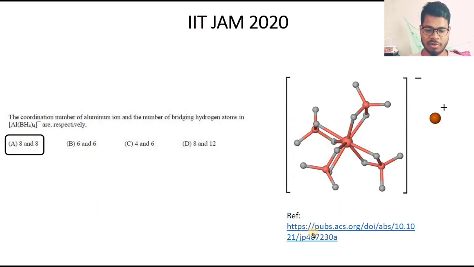Okay, because I am getting this from a publication, an American Chemical Society paper, but this kind of question you may face because they will not allow you to get 100% marks in the IIT JAM examination. So that's why they might have asked this kind of question. Okay, so the answer will be 8 and 8. You can see the picture of that system.